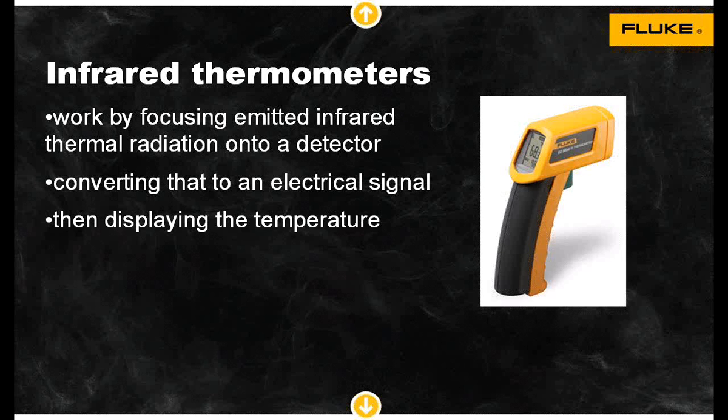Infrared thermometers work by focusing emitted infrared thermal radiation onto a detector. A thermometer gathers energy through a special material optical lens and focuses that energy on the detector that sits behind the lens, converting that to an electrical signal. Depending on the amount of energy transmitted through the lens, the detector will generally go through a voltage change. It then displays the temperature. Through the unit's internal software, this voltage change can be read and converted into a temperature.